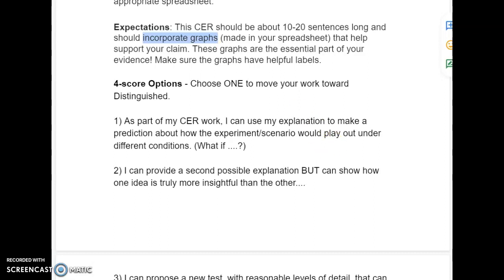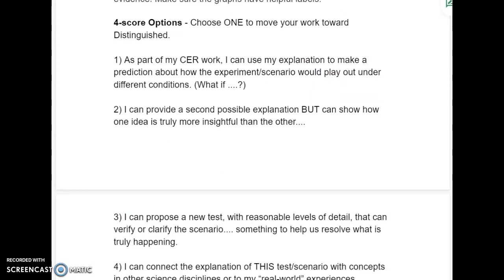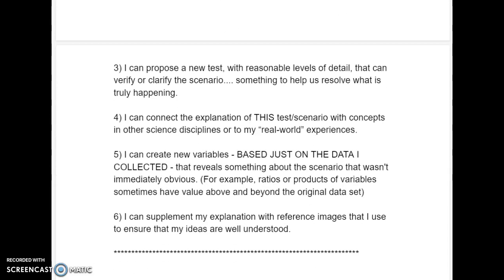I've also listed down here several 4-score options. A reminder, you only have to choose one of these pathways to move your work towards distinguished. I won't read them through here, but you see that there are 6 of them. And we've spoken about these in class, and some of them may be a lot more relevant to this particular exercise than some of the others.